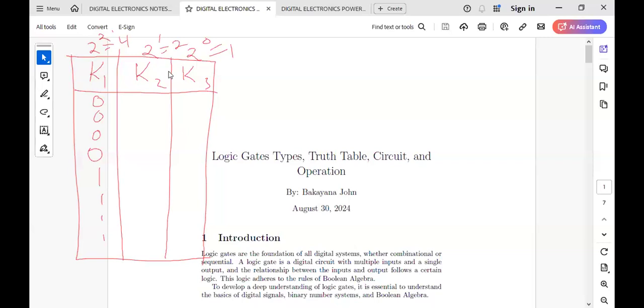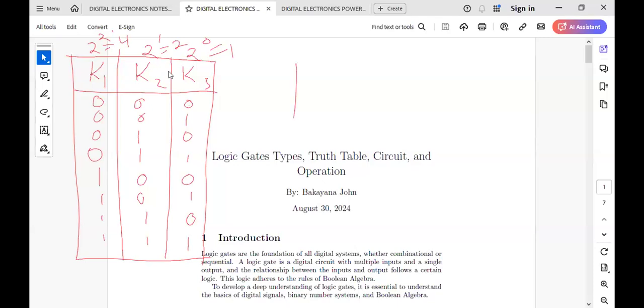Then the 2 power 1, which is a 2, the pattern will repeat after every 2 digits: 0 0 1 1 0 0 1 1. And then the 2 power 0, which is a 1, it means the pattern repeats after every 1 digit. That is, I begin with 0 1 0 1 0 1 0 1. I think that is simpler for all of us to get. So that is when there are three gates.